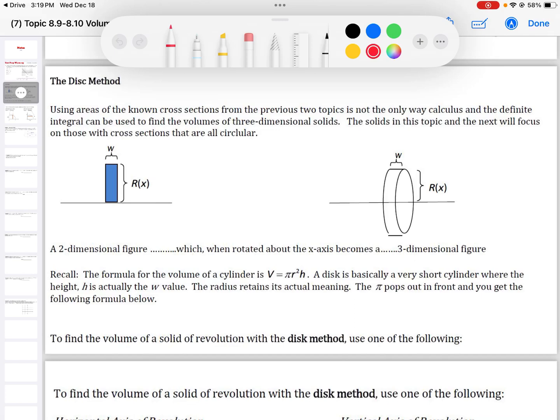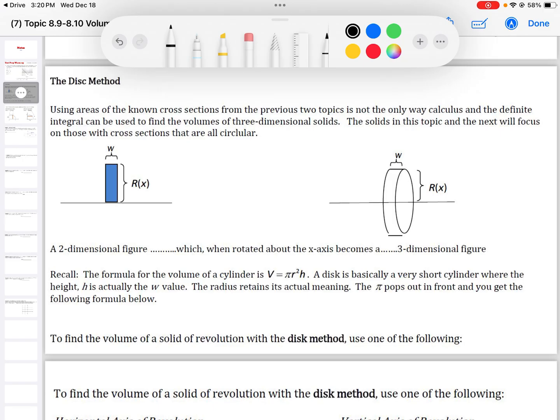All right, in this video, we're going to be finding volumes using the disk method. Last time, in the last assignment, we had a shape and a shaded region, and out of that shaded region there would come several cross sections, and we would add up the areas of those 2D figures, and it gave us a volume.